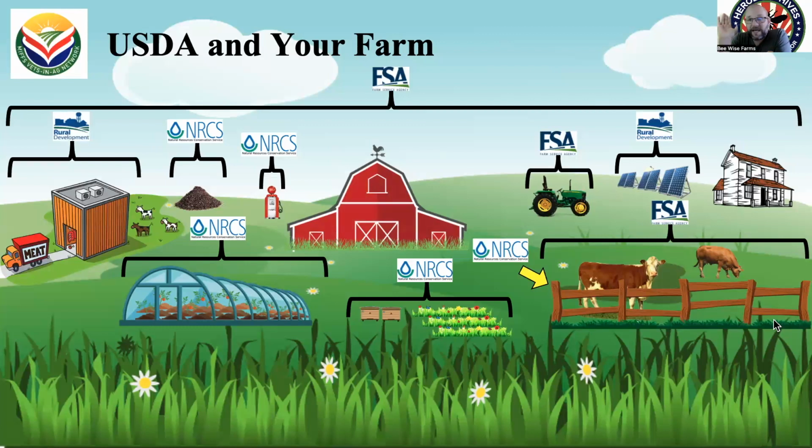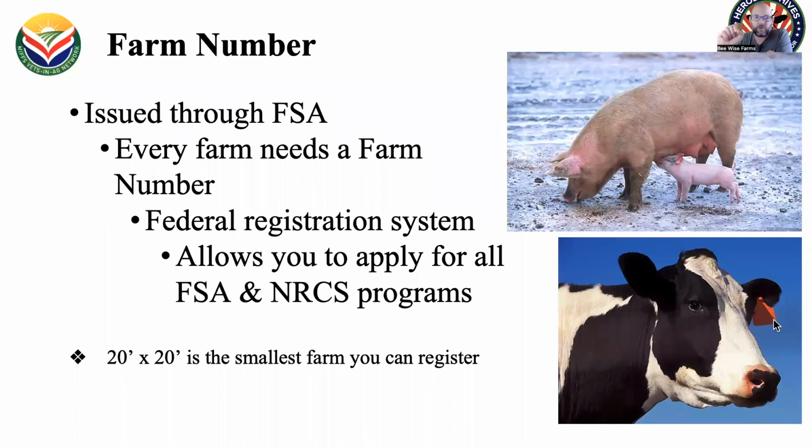But before you take advantage of any of these, the very first thing you're going to have to do is get a farm number. A farm number is a number unique to your farm that is issued through the Farm Service Agency. And every farm that wants to work with USDA has to be issued a farm number.